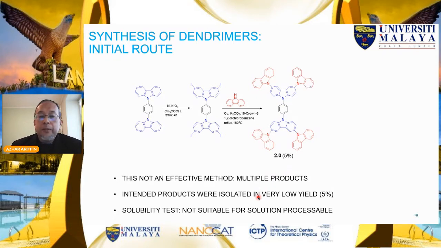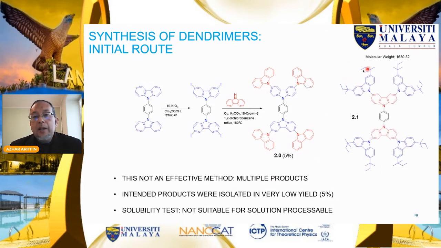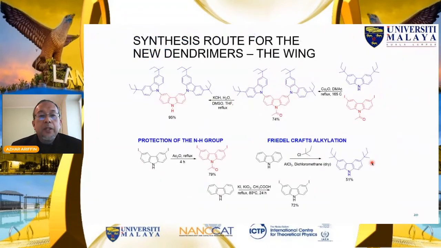Due to that, we had to modify the structure to make this molecule solution processable. We decided that maybe if we add an alkyl group at the carbazole here like this, it could solve the solution processability issue. So that's what we did. We modified our dendrimers and synthesized this dendrimer here. This is the pathway. Those who are interested can maybe look at the slide later on to see how we synthesized this dendrimer in order to overcome the problem of solubility.